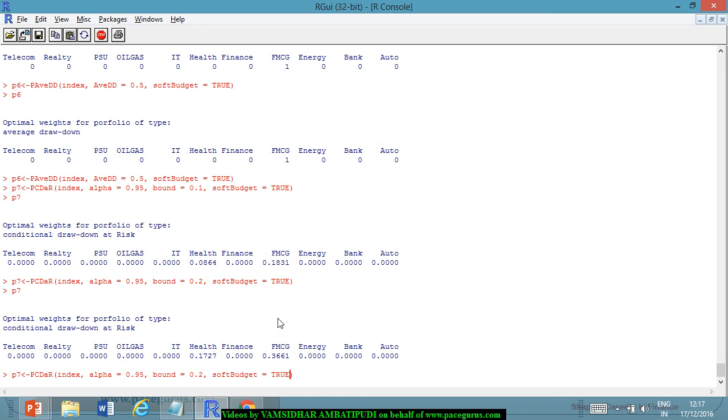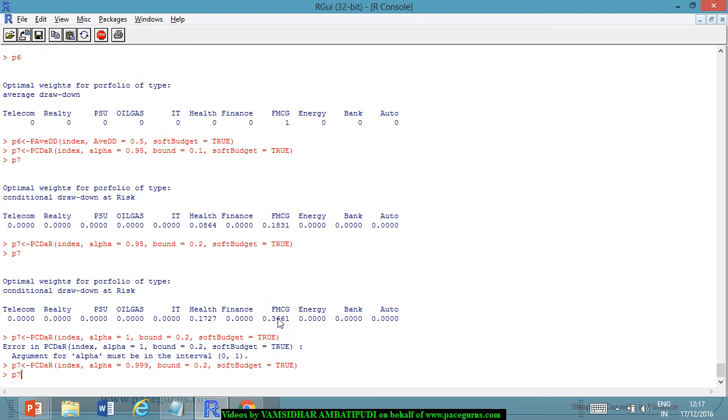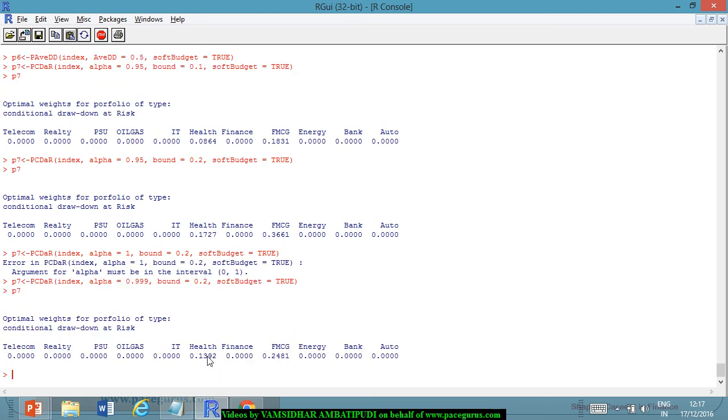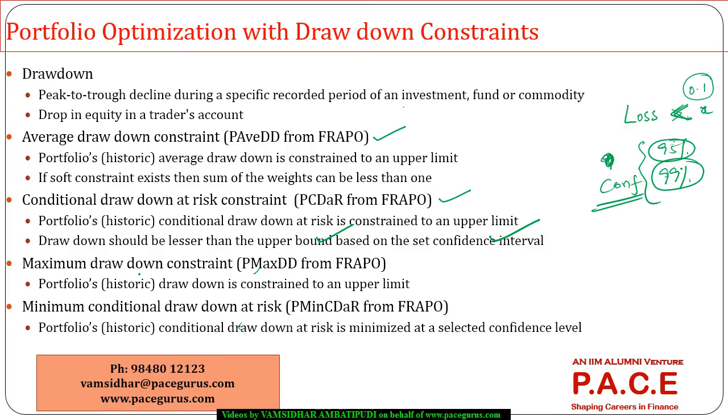The same thing, if you set alpha equal to 100, then it will be equal to the maximum itself. If I am setting alpha equal to 100, it should be slightly lesser when I am going with the drawdown. Probably if I go with 0.999, which is 99.9%, based on this, if I look at the percentage, it comes very, very close to what we have got using the maximum itself. So that is the relationship that we can bring in between the conditional drawdown at risk and the maximum drawdown constraint.